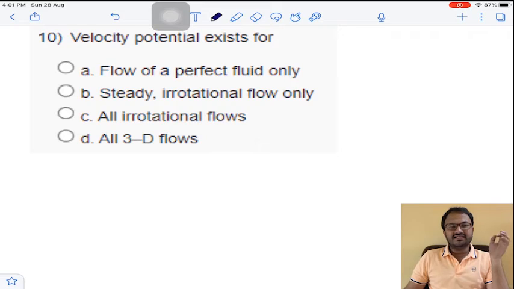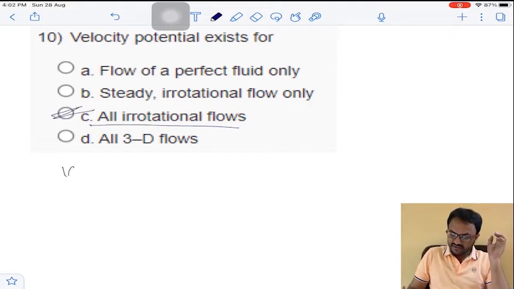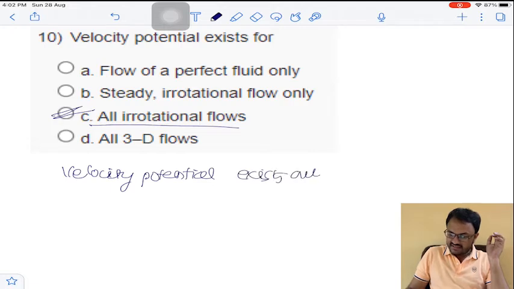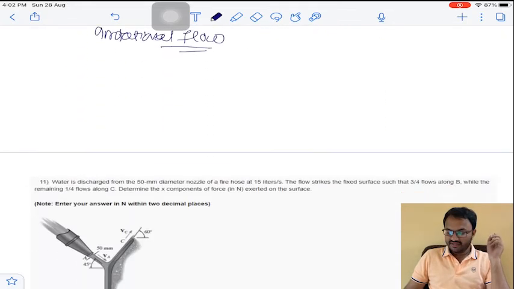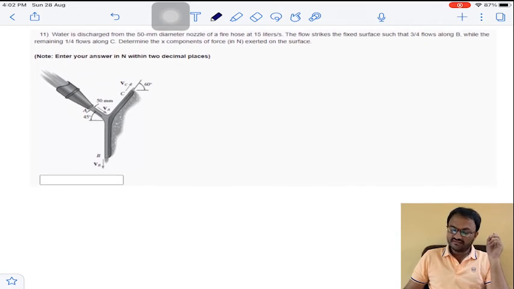The basic definition: velocity potential exists only for, there is a standard statement in fluid mechanics. It exists only for irrotational flow. Clear? Velocity potential exists only for irrotational flow. Option C for question number 10. Clear? Next question. Yeah, it is a problem, very important.